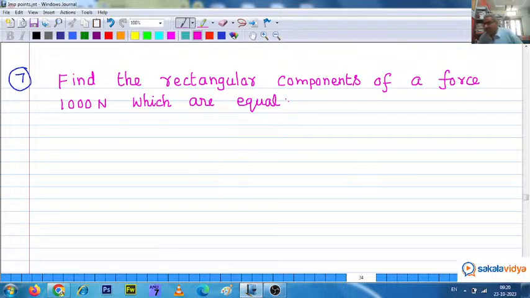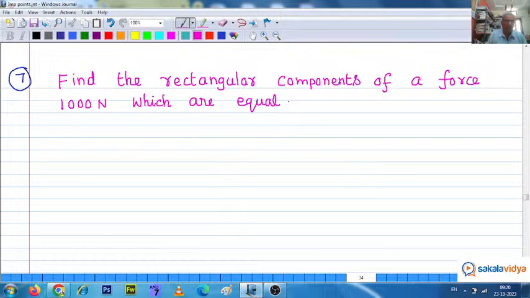So this is the question. Try to understand the question first of all. If you understand the question, you can solve it in a very easy manner. So what are rectangular components we should know, and which are equal. Which are equal means the rectangular components are equal, and those rectangular components of a force of 1000 newtons are to be calculated. So that we need to find out. The problem seems to be very simple, but remember one thing, here the rectangular components of a force are equal, then find each rectangular component.